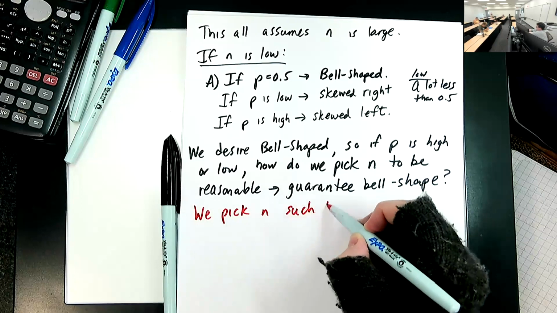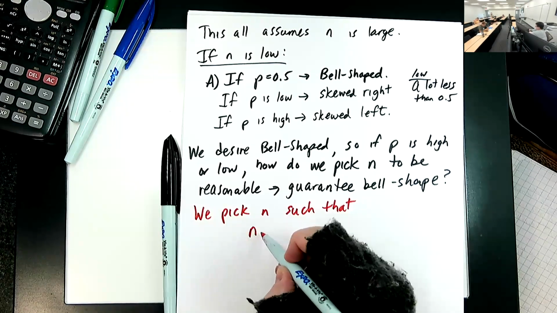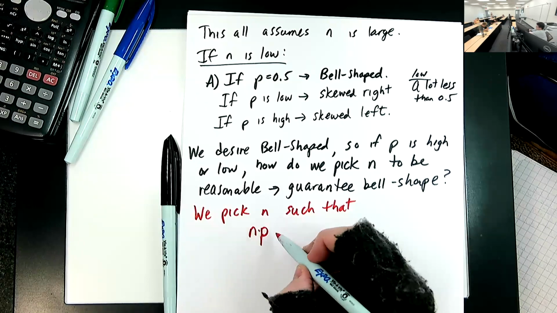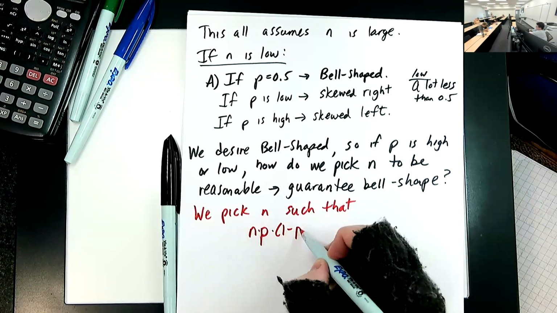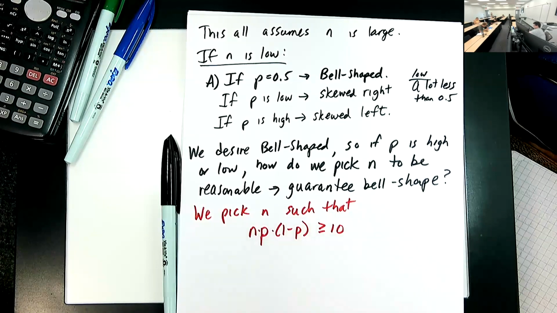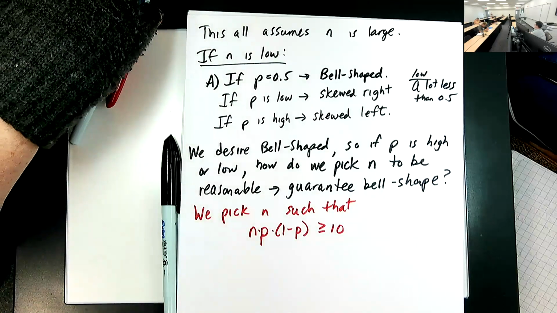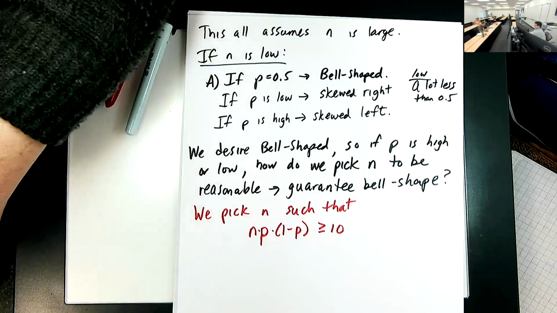such that N times P times 1 minus P is greater than or equal to 10. I'll go through some examples right now to show you.